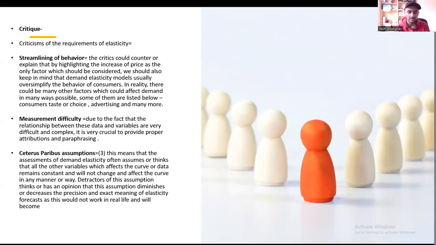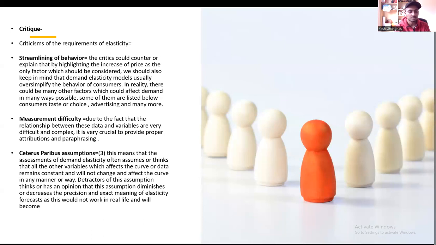And measurement difficulty: due to the fact that the relationship between these data and variables is very difficult and complex, it is very crucial to provide proper attributions and paraphrasing. We can look at these things as an approximation, but we can never exactly measure all of these things with 100% accuracy. So this is the thing, that measurement is so difficult. So we can take approximations and we can also paraphrase the things a little bit.